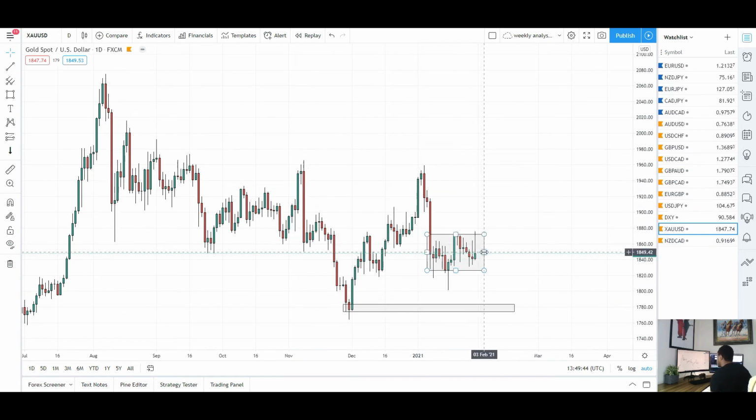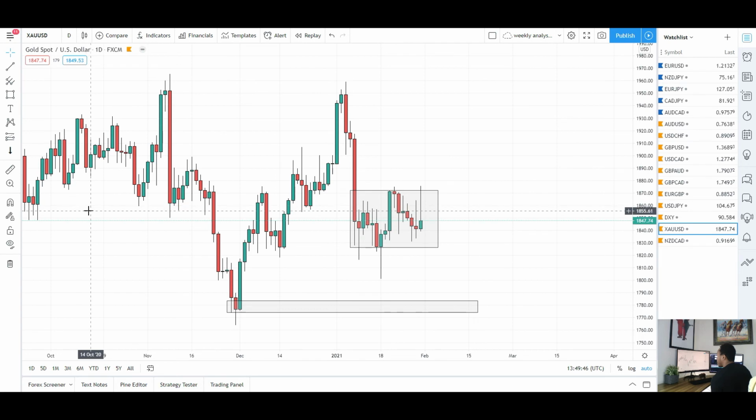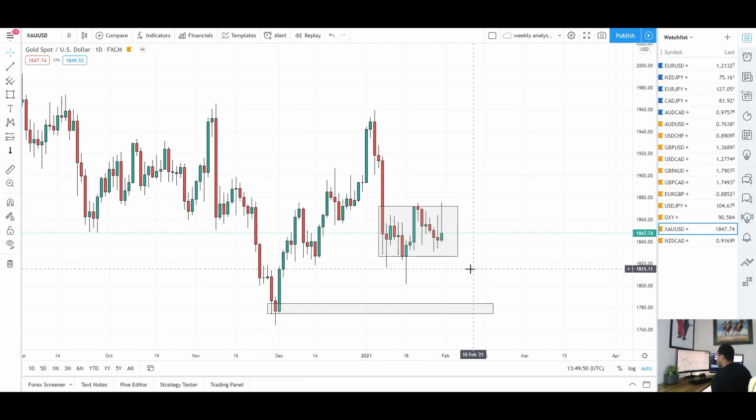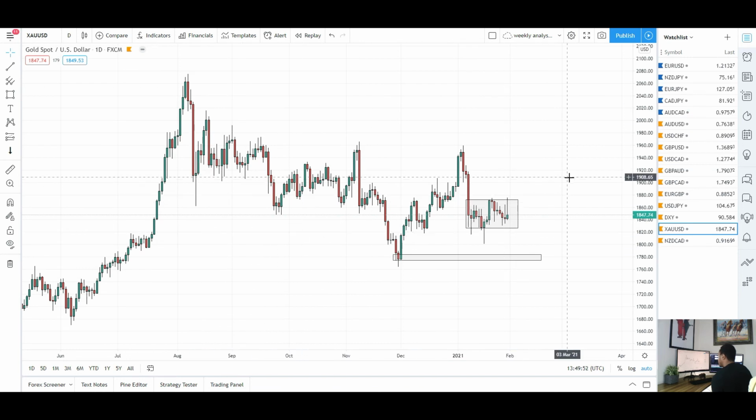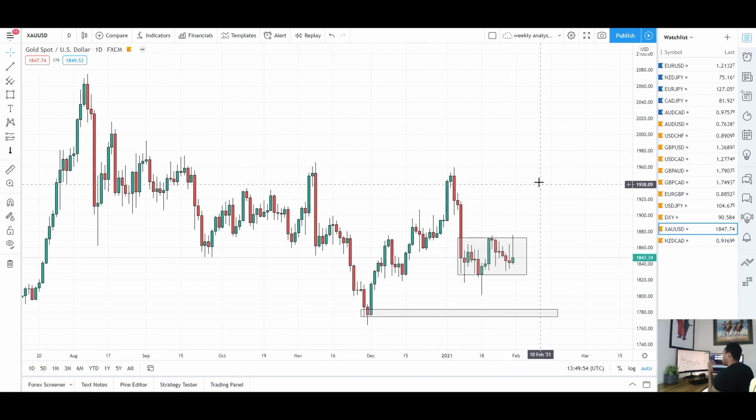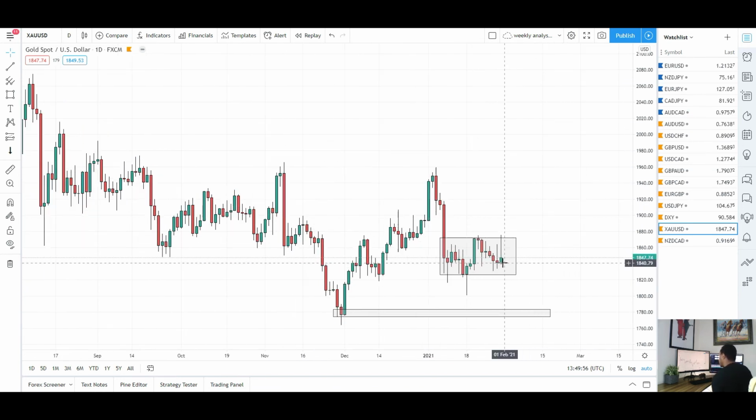So again, break out of this consolidation to the downside. I do think we're coming all the way to test this low here, or maybe even create some new lows for gold, because again, we still have this counter-trend, bearish trend in the market to the downside. So if we do break to the downside, expect the movement to go and test this level here, 1780.